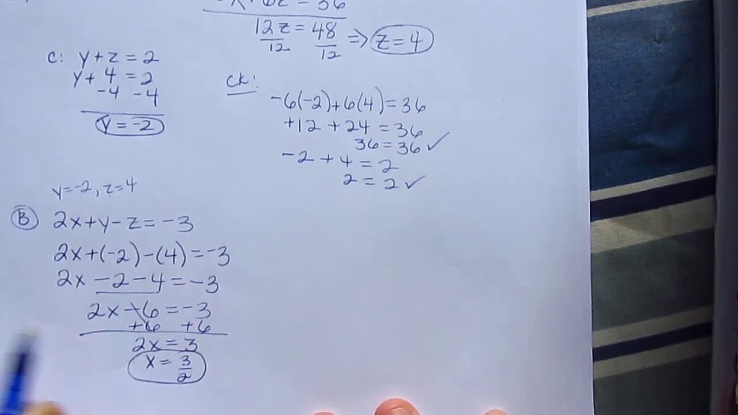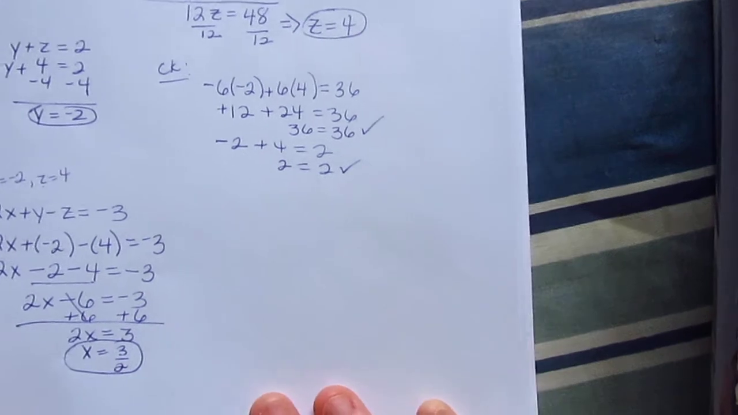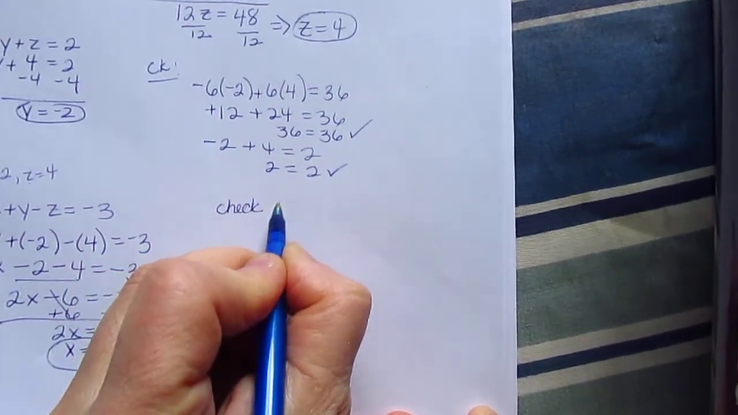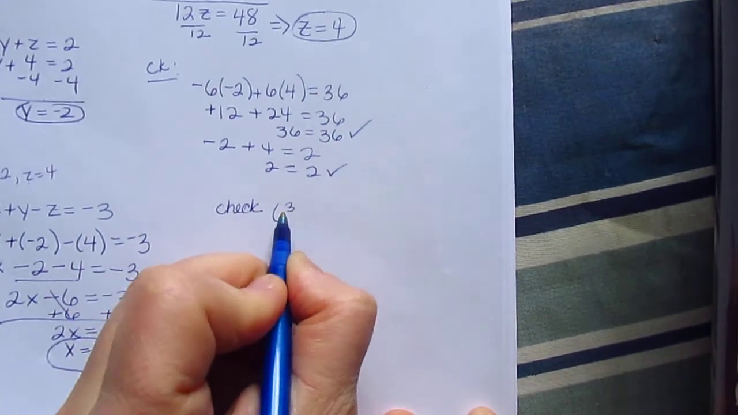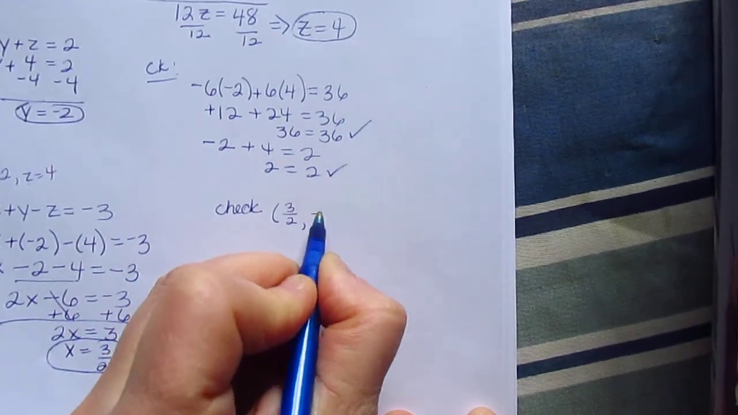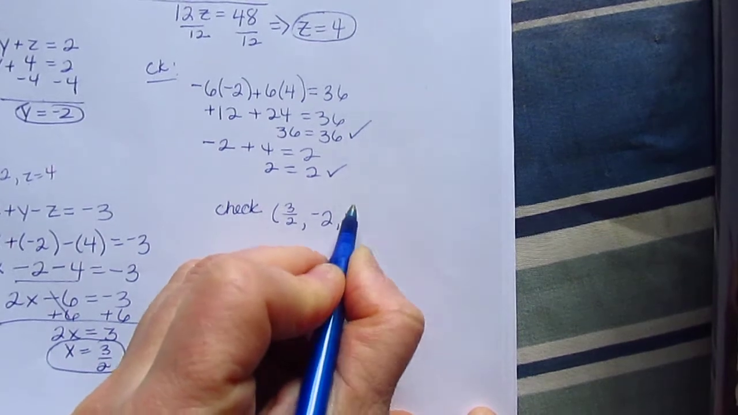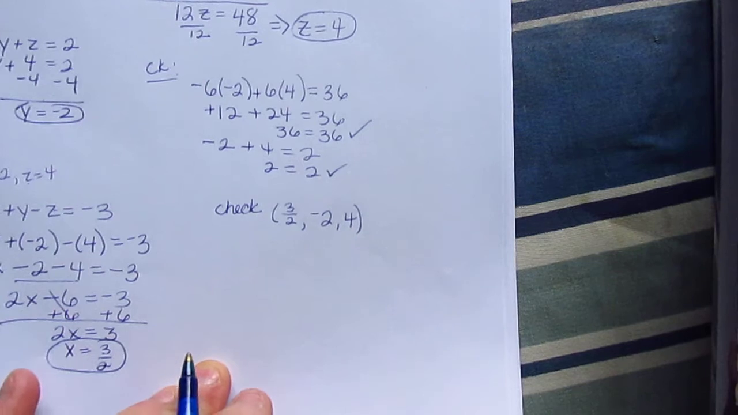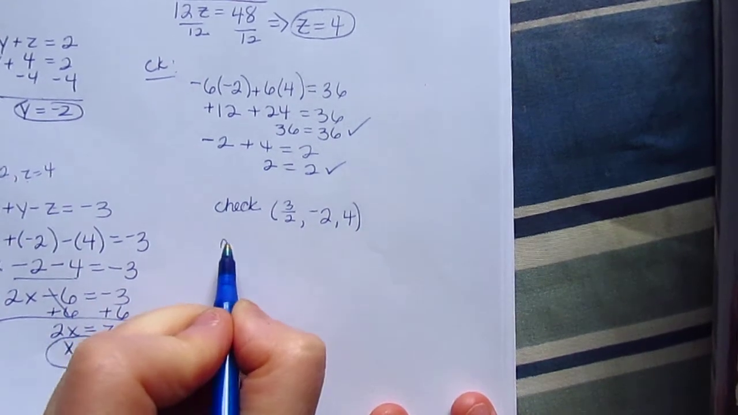I did this one in class. That looks familiar. Okay, not done yet. Let's check. This is an ordered triple. X is 3/2, y is -2 and z is 4. We have to go back to the original equations. I'm running out of room. So let's see what we get.